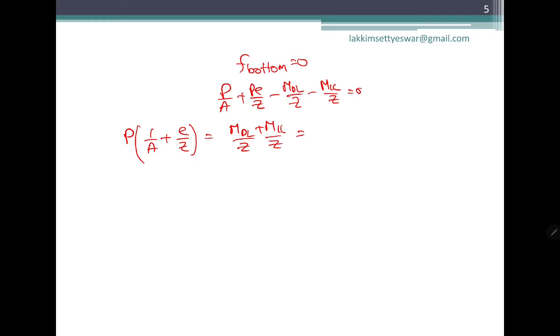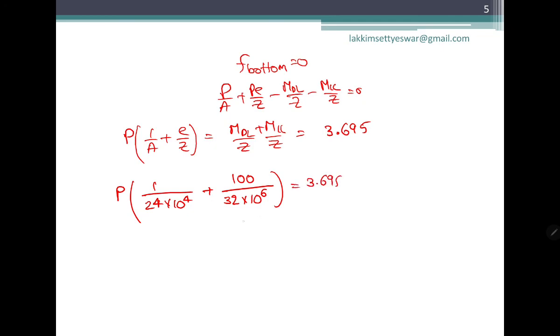So this value we just calculated is 3.695. Here e is the eccentricity, A is the cross-sectional area, and Z is the section modulus. P times (1/(24 into 10 power 4) plus 100 divided by 32 into 10 power 6) is equal to 3.695. After solving this equation we get P equal to 507 kilonewton. The pre-stressing force required is 507 kilonewton. Thank you for watching.